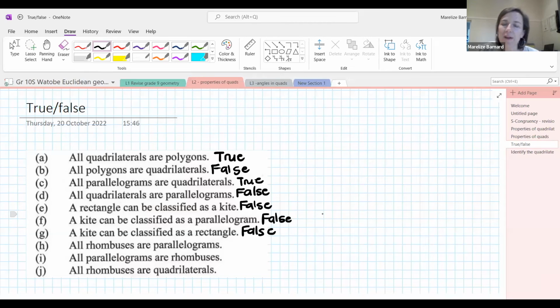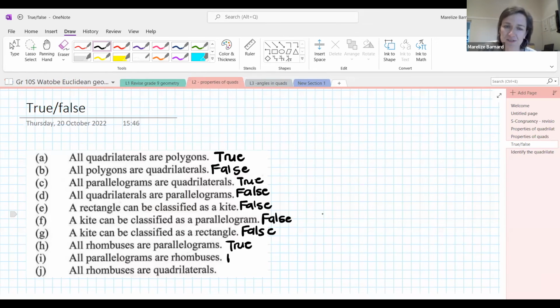All rhombuses are parallelograms. True or false? That indeed is true. It is true because rhombuses have opposite sides parallel, which makes them parallelograms. Can we have it the other way around? All parallelograms are rhombuses. True or false?